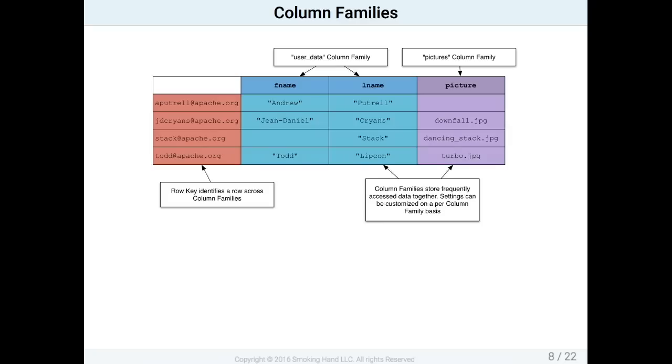One important thing is that the row key identifies the data all the way across the row. So whether it's in one column family or another, that's how we'll uniquely identify them.